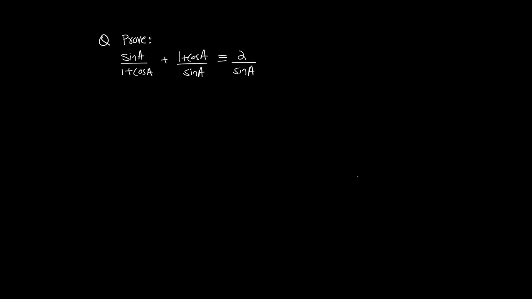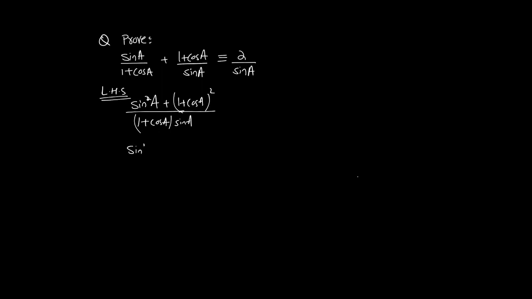In this question you have to prove that sine a over 1 plus cos a plus 1 plus cos a over sine a is identical to 2 over sine a. So you have to choose a side, and it's very obvious that you'll choose the left hand side. Now you can take the LCM, which is 1 plus cos a times sine a, and this would be sine square a plus 1 plus cos a the whole thing squared.